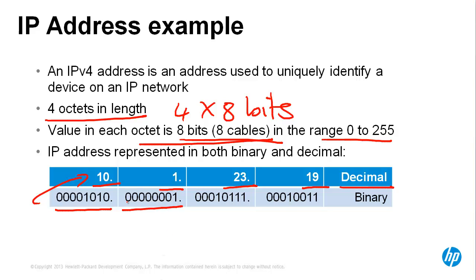7 zeros followed by a 1 is the binary equivalent of decimal 1. 3 zeros, 10111 is the binary equivalent of 23, and 3 zeros, 10011 is the binary equivalent of 19. This is like saying tomato, tomato, or router, router. Use the term that you prefer. For networking, it's important that you know both, decimal and binary.